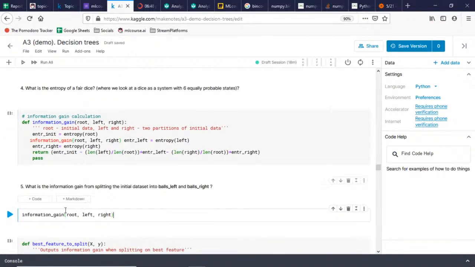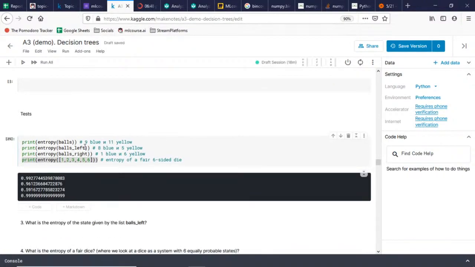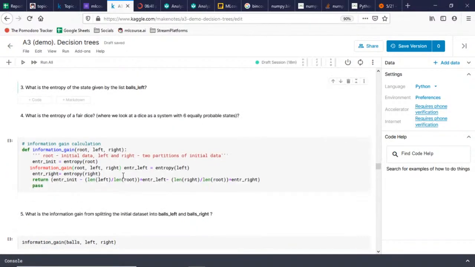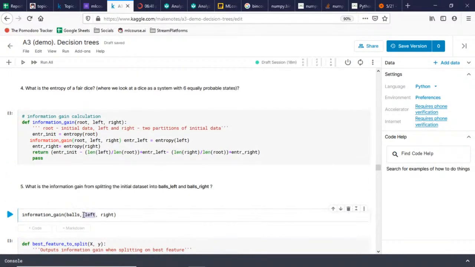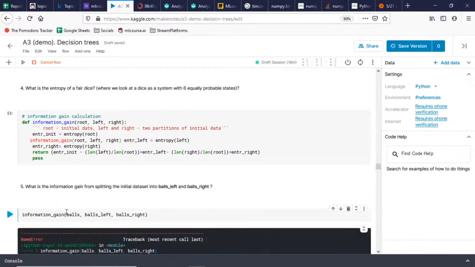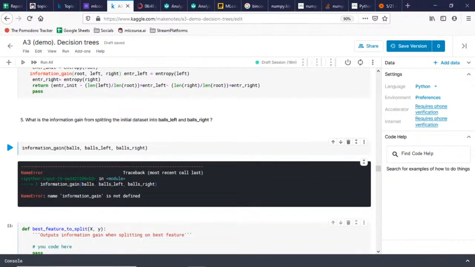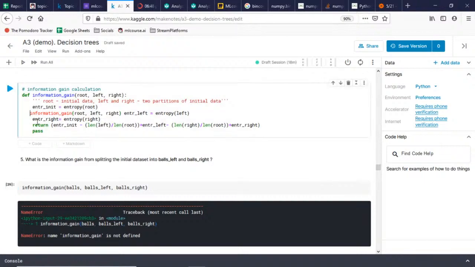Information gain, false. Oh, another one. False left, false right. Left, false, right. So I expect it to just work from this. Okay, one more time.